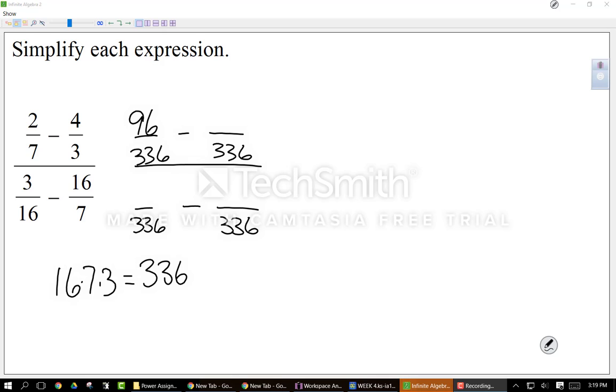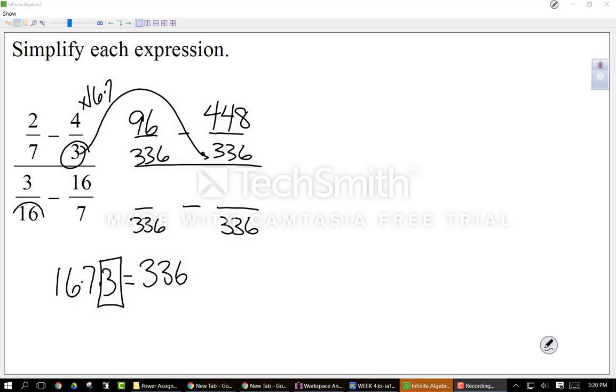Okay, now the next thing, we're going to multiply this 3 here by what to get to 336? Well, if I come down to my bottom there, this is my 3. What did I multiply? I multiplied by 16 and 7. So if I multiply by 16 and 7 to that 4, I get 448.